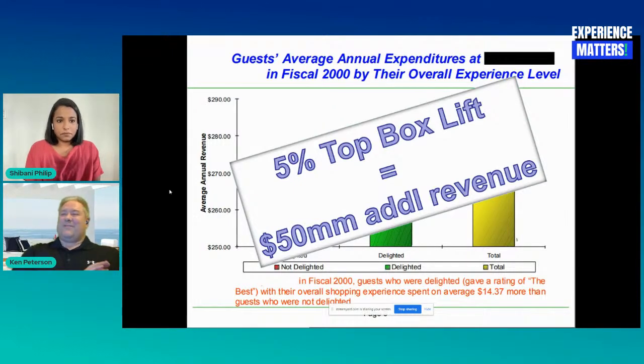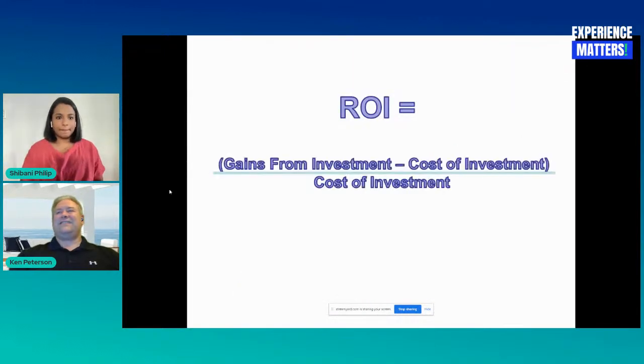We had components about employees, and components about out of stocks. This is a retailer, so there were a lot of components where we could actually show a rise in revenue, a reduction in costs, things like that. Really, your ROI model is just gains from the investment minus the cost of the investment, divided by the cost of the investment. In this case, with that $50 million gain, they were spending a little under 500,000, I want to say, on probably about 20 programs across the business.